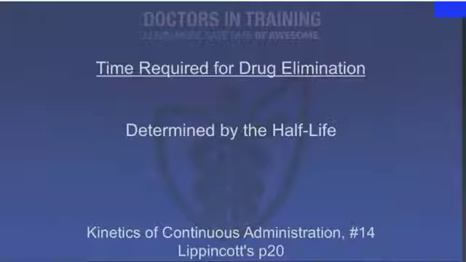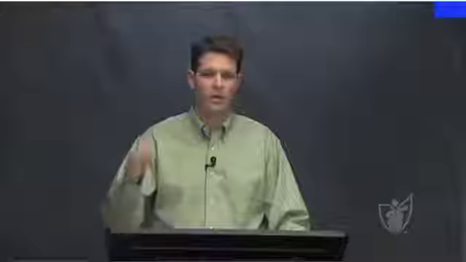The only thing that determines this is the half-life. It doesn't matter if you have 100 milligrams to start with and your plasma concentration is 100 milligrams per liter, or it's 50 milligrams per liter. It's going to take 4 to 5 half-lives to clear each of those because the amount that is cleared is proportional to the drug level. It's a constant proportion that's cleared, not a constant amount.